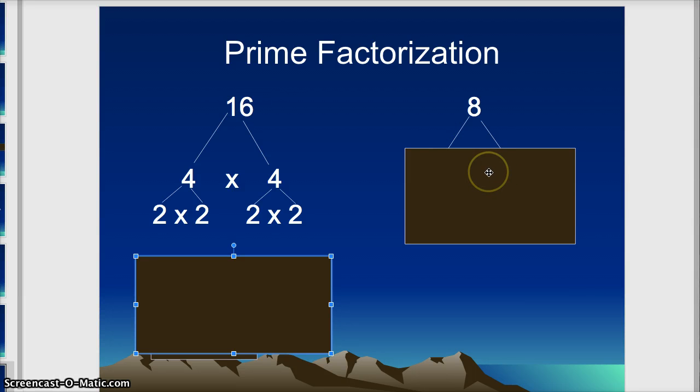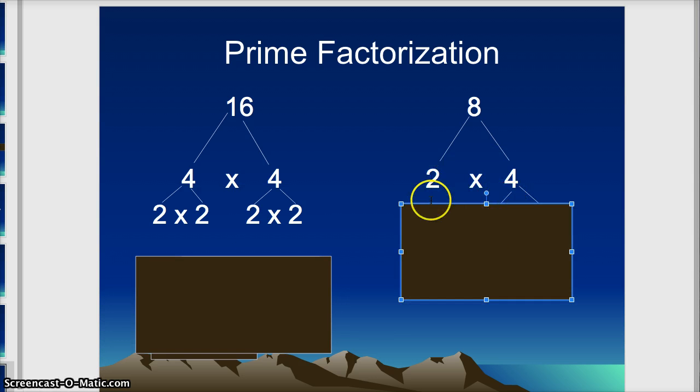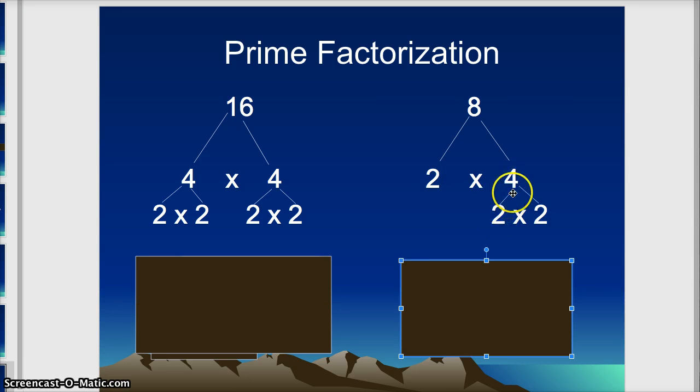Now let's do 8. Okay, what multiplied together equals 8? 2 and 4. Okay, 2 is already a prime number, so I just stop there. But 4 is not, we just did that, so I have to factor that out. So I get 2 and 2. So the prime factors of 8 are 2, 2, and 2. If I multiplied 2 times 2, I got 4, times 2 equals 8. So I'm just multiplying those things together.